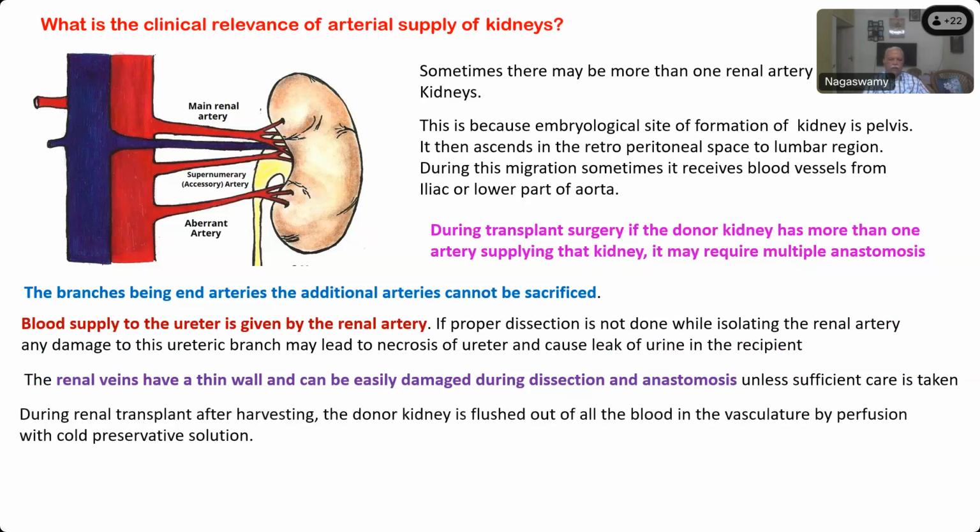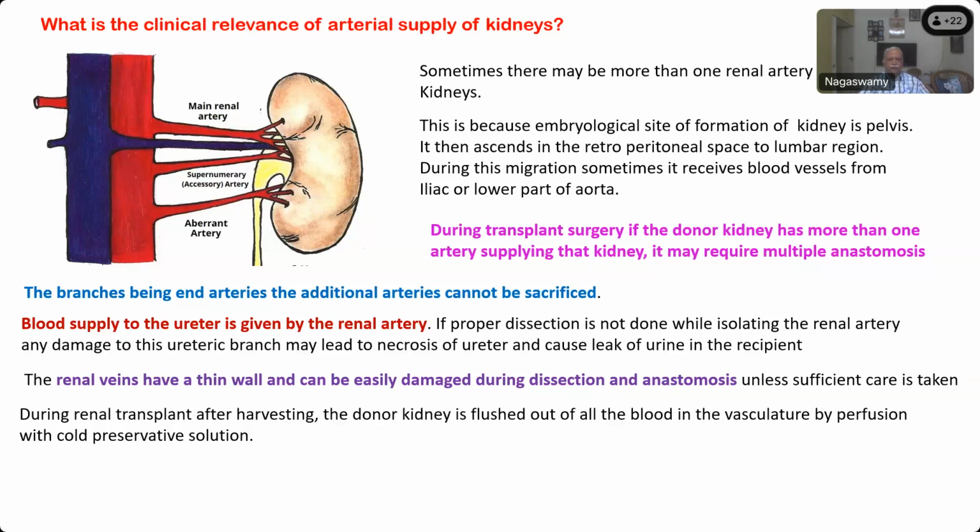And during renal transplant, after harvesting, the donor kidney is flushed out of all the blood by perfusion fluid, cold perfusion or preservative fluid. And that is introduced through which vessel? Artery or vein? When you want to flush out the blood from the donor kidney before transplant, how do you perfuse the kidney? Through the artery or through the vein?